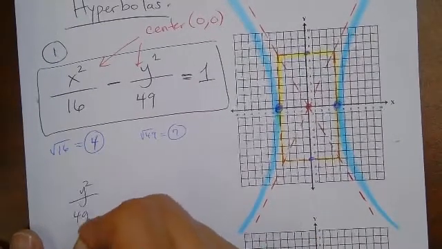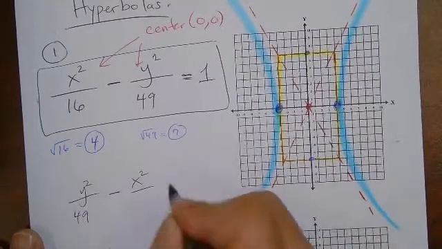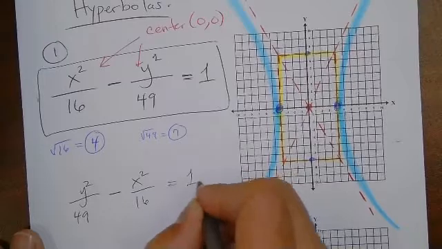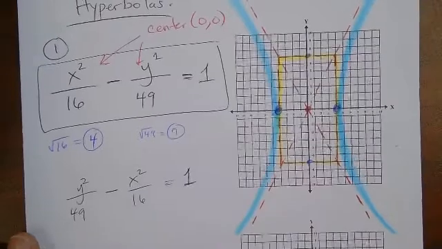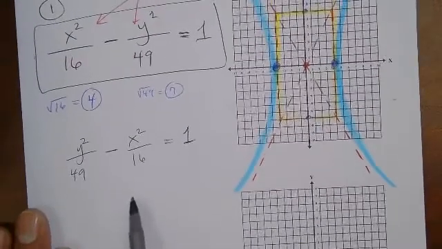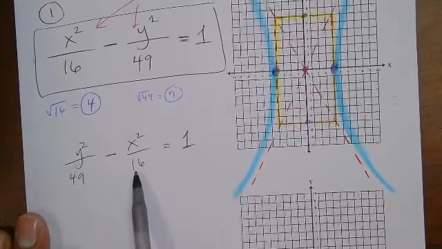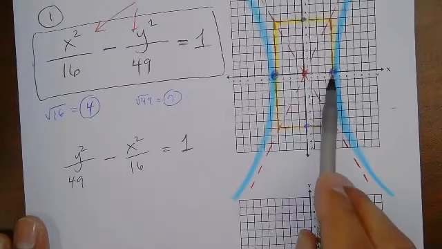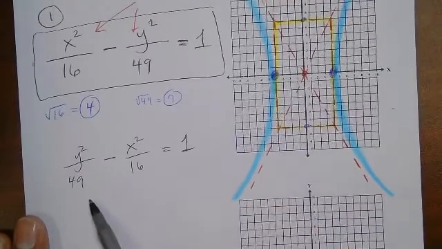What if it was this way? What if everything is the same, but it was like this instead? What if it was y squared over 49 and then minus the x squared, because it could be like this also. Then it'll graph up and down. Well, wait. Okay, what if it was like this?